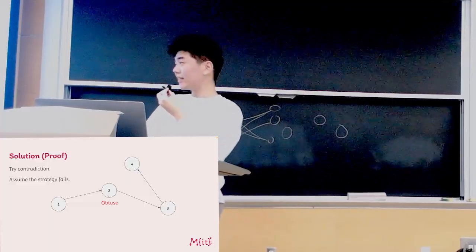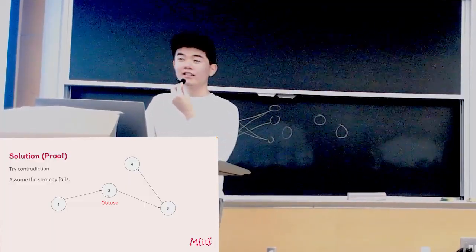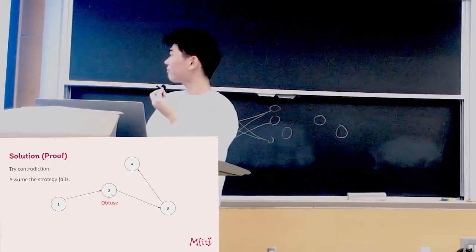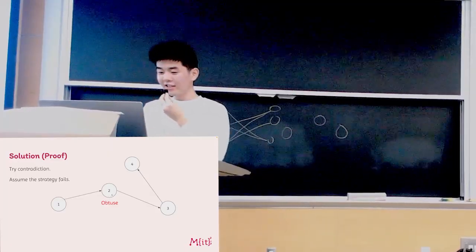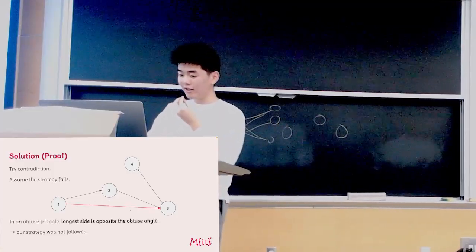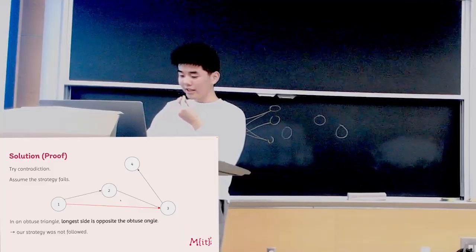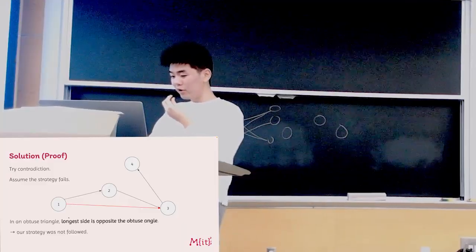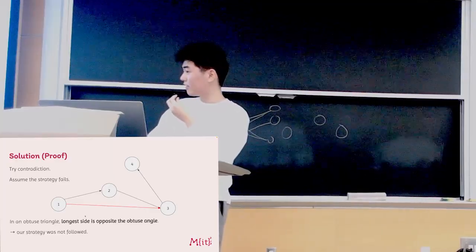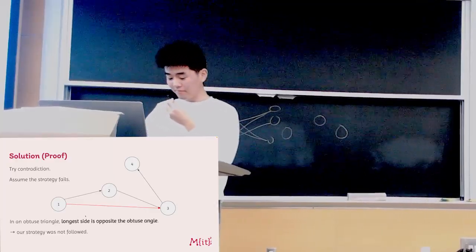But now we'll show that if this was the case, then we didn't follow our strategy. Can anyone identify why this does not follow our strategy? Because 3 is farther than 2 from 1. Yeah, exactly. So if this was the case, then we would have gone directly from 1 to 3 instead of 1 to 2. In other words, in an obtuse triangle, the longest side is opposite to the obtuse angle.